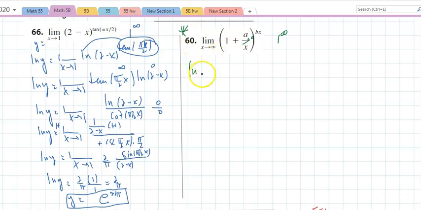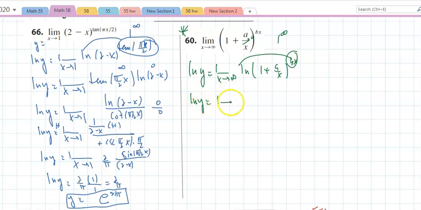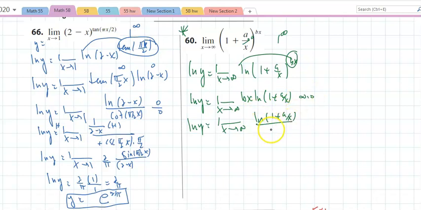So if I say natural log of y equals the limit as x approaches infinity of natural log of 1 plus a over x raised to the bx. Property of logs, natural log of y equals the limit as x approaches infinity of bx times natural log of 1 plus a over x. And we know the drill. We never touch a log. This is infinity times 0. Natural log of 1 plus a over x divided by 1 over bx.